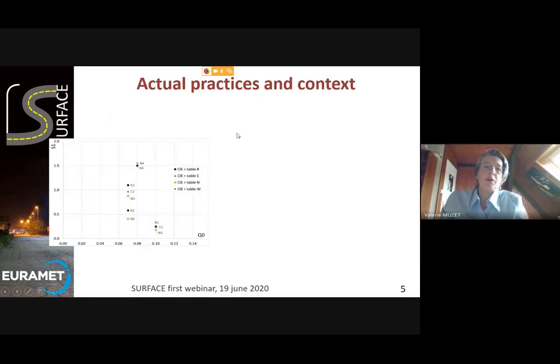So here you have a representation of this typical data with Q0, the lightness factor, on the x-axis, and S1 on the y-axis. And you can see all the typical values of the RCN system.